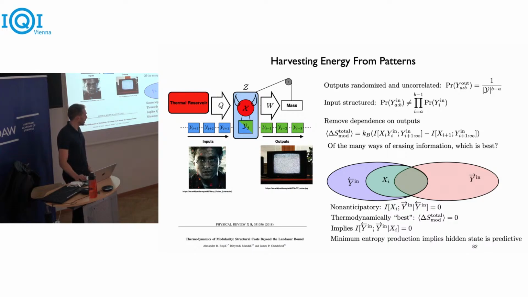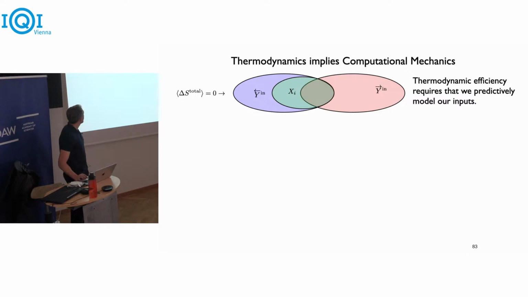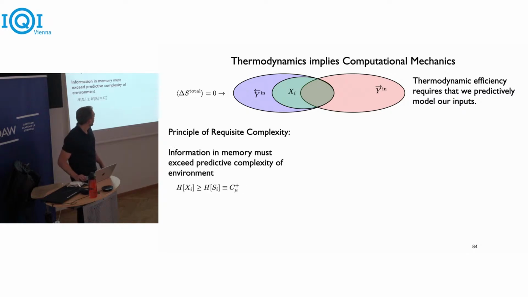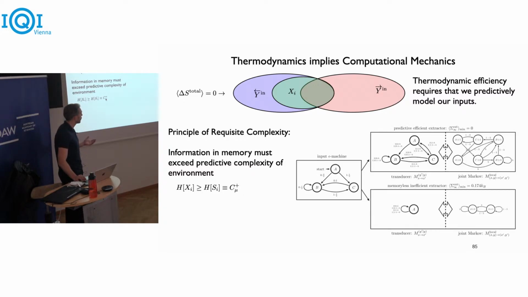So, analyzing this, we see that entropy production equals 0 implies that you have a predictive model of your inputs for this sort of computation. And this leads to the principle of requisite complexity. It means that information in memory must exceed the predictive complexity of the environment. So we see that there are physical consequences for the predictive complexity in a transducer.